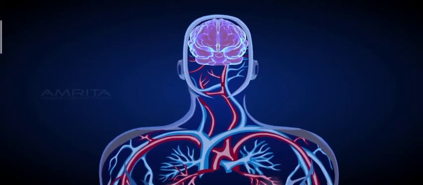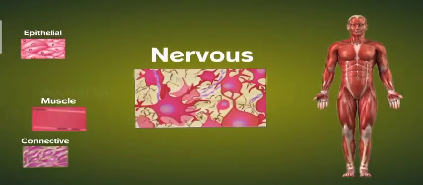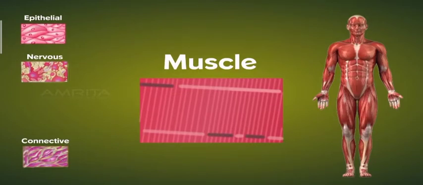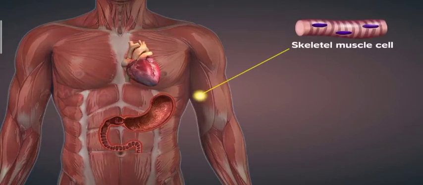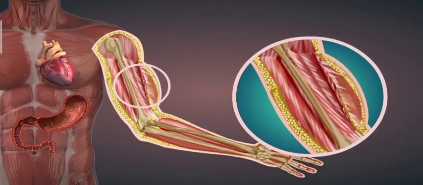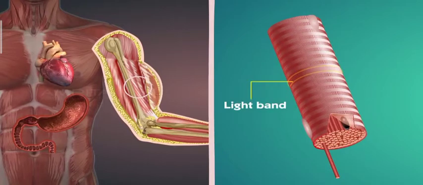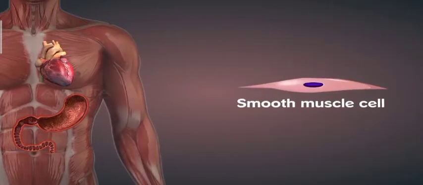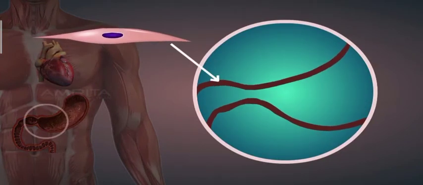The brain, spinal cord, and nerves are all composed of nervous tissue. The third tissue type is the muscle tissues that are responsible for the movement in our body. The three types of muscle tissues are skeletal, smooth, and cardiac. The skeletal muscle helps in locomotion and other voluntary body movements. It is made up of long fibers with alternate light and dark bands or striations, so skeletal muscles are also called striated muscles.